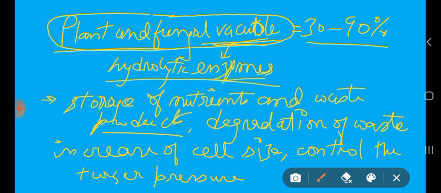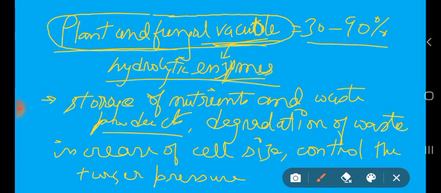So different functions are performed by the vacuole found within the plant and fungal cells. Within this vacuole, plant and fungal cells store the hydrolytic enzymes for digestion. At the same time, they store the nutrients and waste products. They degrade the waste products, increase the cell size, and control the turgor pressure.